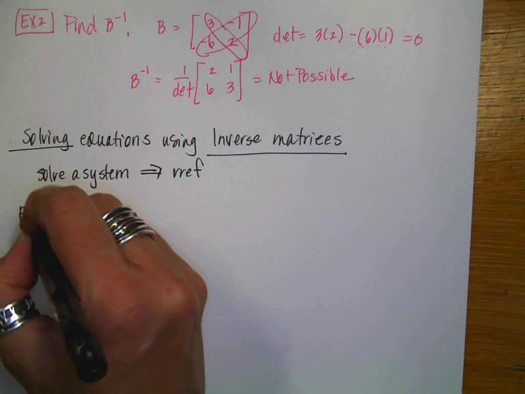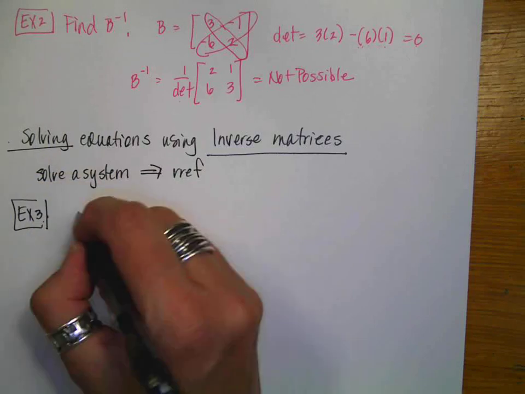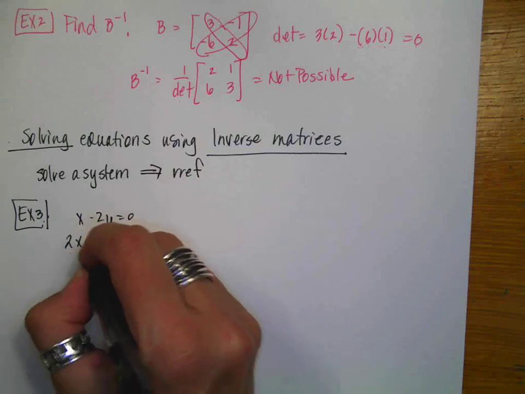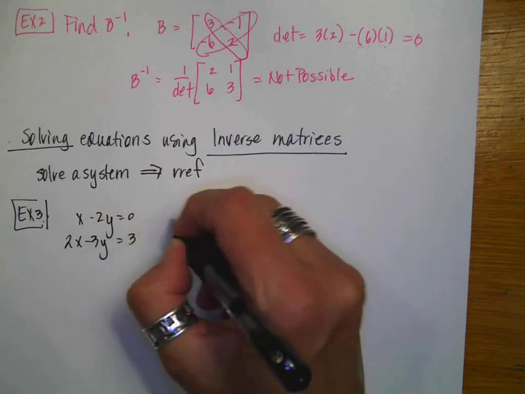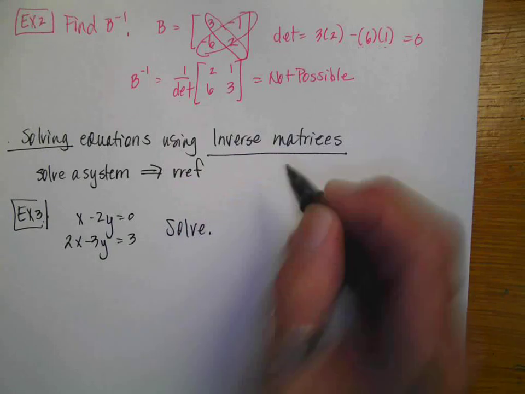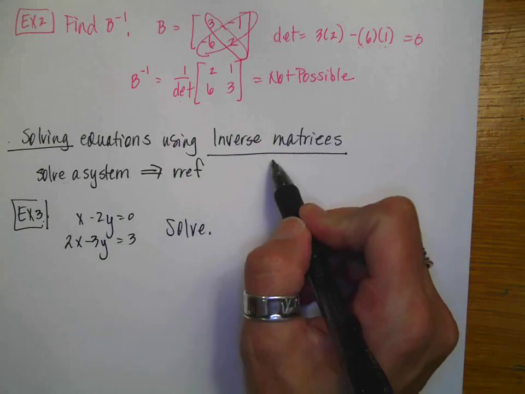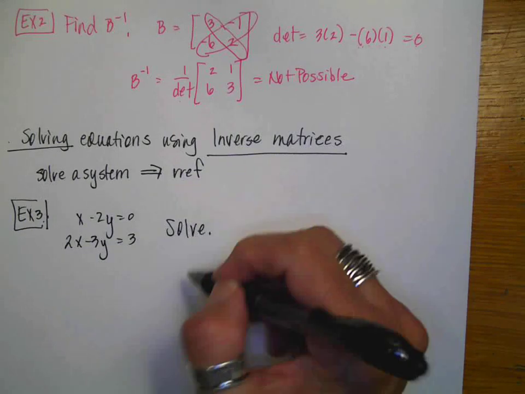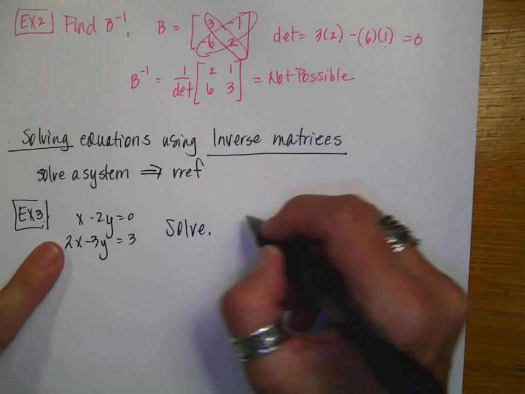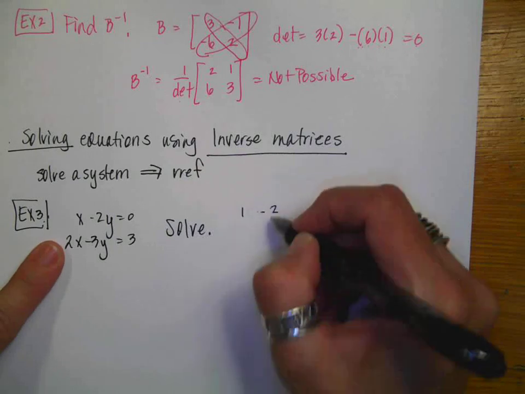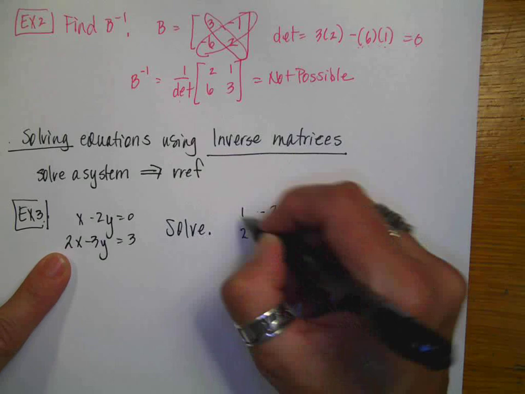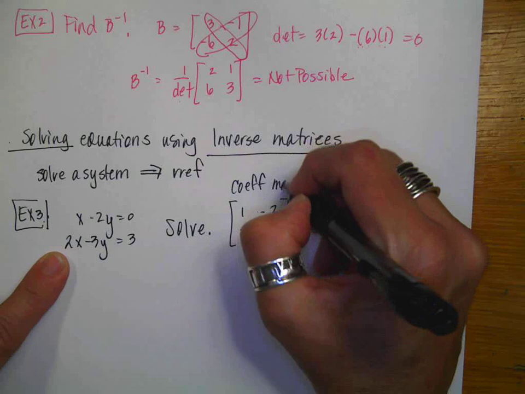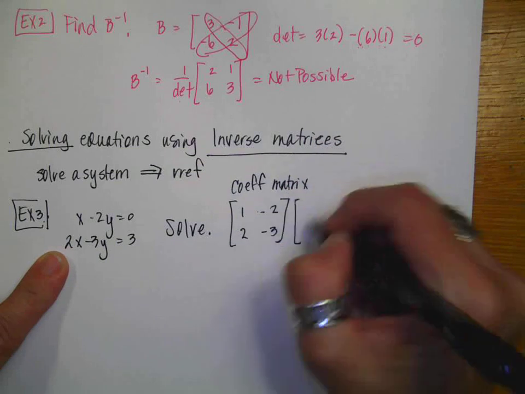So let's say I have the system, this is going to be example number 3. I have the system x minus 2y is equal to 0 and 2x minus 3y is equal to 3, and I want to solve the system. This time, because I want to illustrate how to do the math, I'm going to solve it by inverse matrices. So I'm going to have the coefficients, so 1, -2, 2, -3. This is called the coefficient matrix.